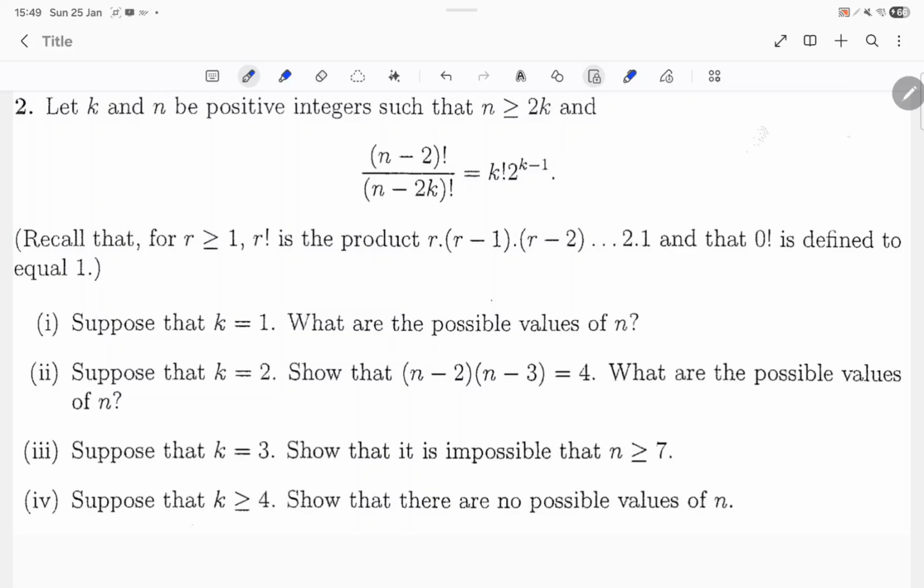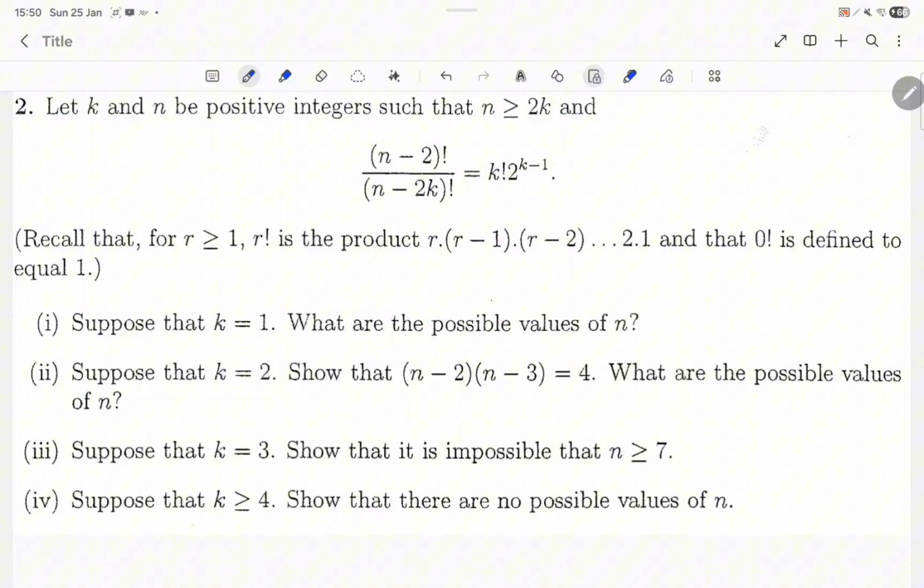Let k and n be positive integers such that n is greater than or equal to 2k and (n minus 2)! over (n minus 2k)! is equal to k! times 2 to the k minus 1. Recall that for r greater than or equal to 1, r factorial is the product r multiplied by r minus 1, r minus 2, all the way to 2 times 1, and that 0 factorial is defined to be equal to 1.